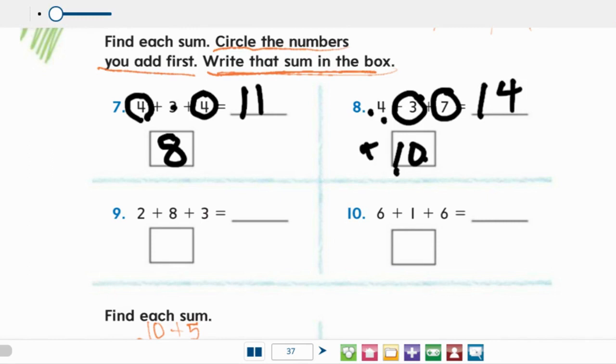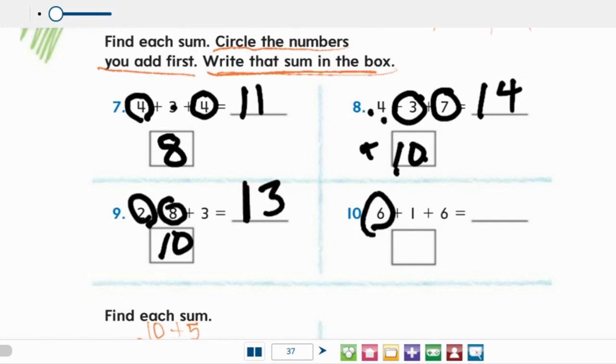For number 9, I've got 2 plus 8 plus 3. I've got a choice here because I've got near doubles, but I've also got a way to make 10. 2 plus 8 is 10. 10 plus 3 is 13. For number 10, I've got 6 plus 1 plus 6. Well, I can circle my doubles fact. 6 plus 6 is 12. And then 12 plus 1, what's 12 plus 1 more? 13 is going to be that answer.